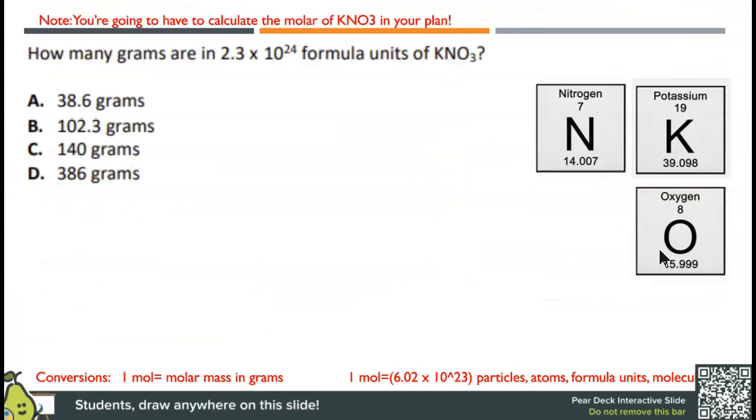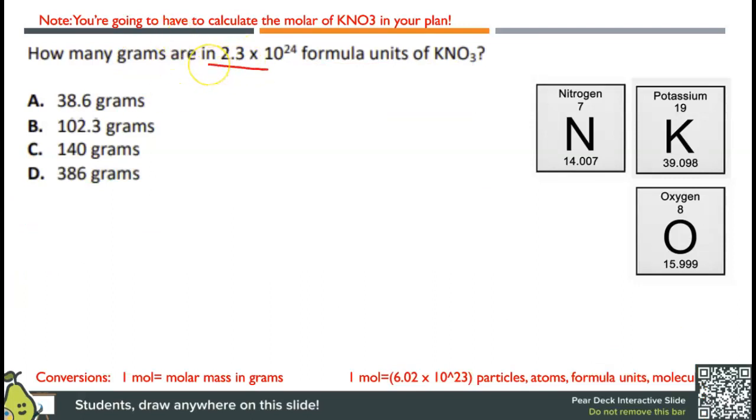All right, let's look at the next one. It says, how many grams are in 2.3 times 10 to the 24 formula units of KNO3? Go ahead and pause your video. That way you can work on the problem. All right, let's go ahead and see how we did it. I'm actually going to work it out on this side with you all.